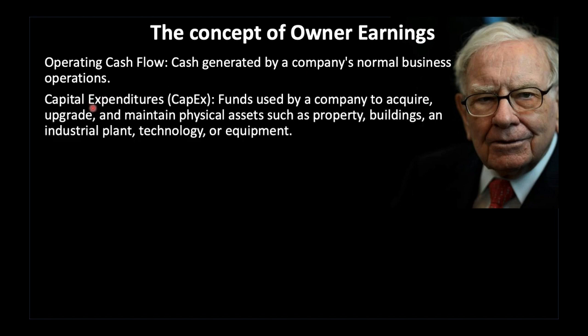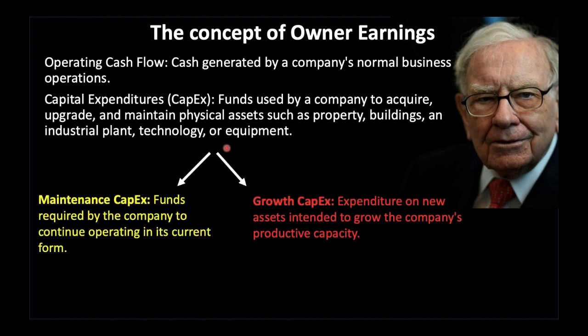The next thing is capital expenditures. It's funds used by a company to acquire, upgrade, and maintain physical assets such as property, buildings, an industrial plant, technology, or equipment. And this is of two types. One is the maintenance capex. The other one is the growth capex.